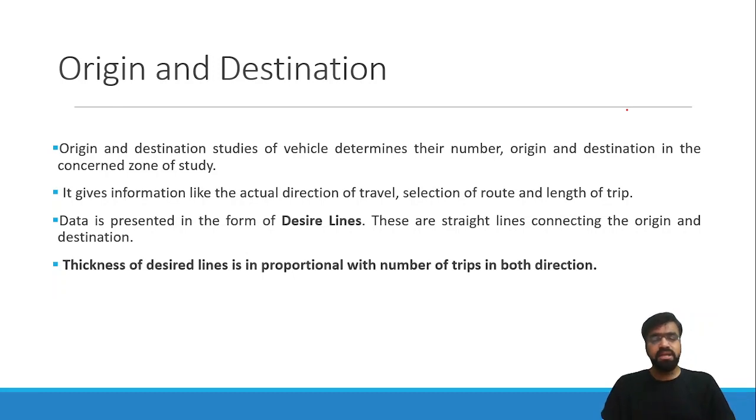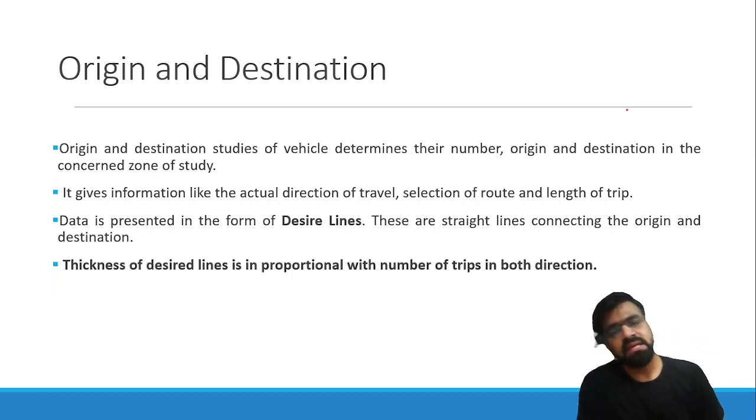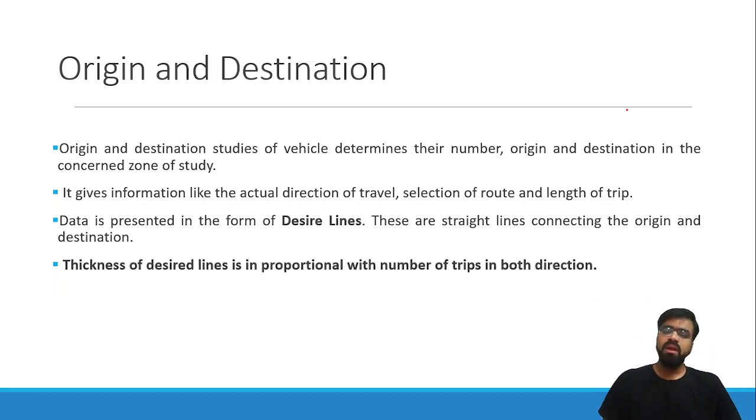It gives us information like actual direction of travel, selection of route and length of the trip. This is what we want. The direction of travel will give us the route choice, or it will tell us about the destination. The selection of route and the length of the trip will also help us in order to design various traffic facilities. Then we plot this data obtained by this origin and destination study using desired lines.